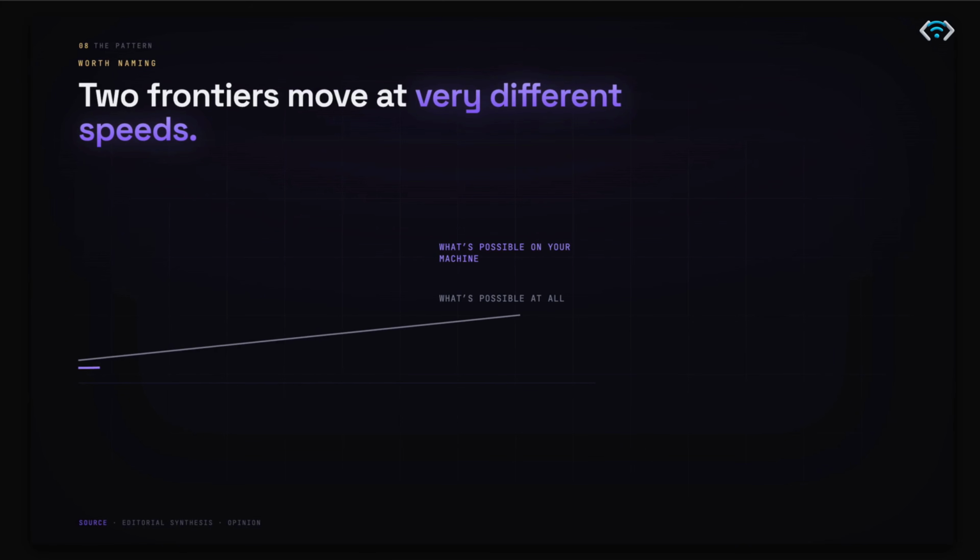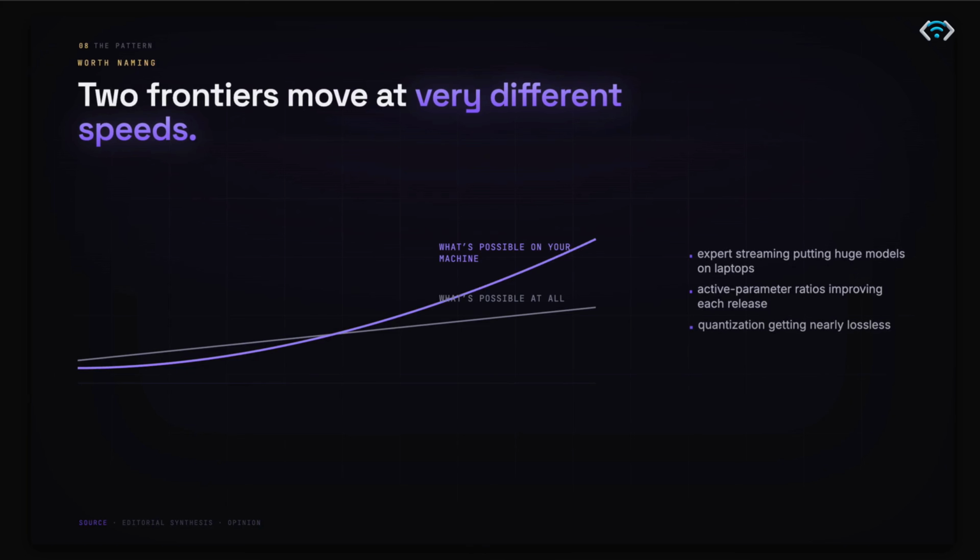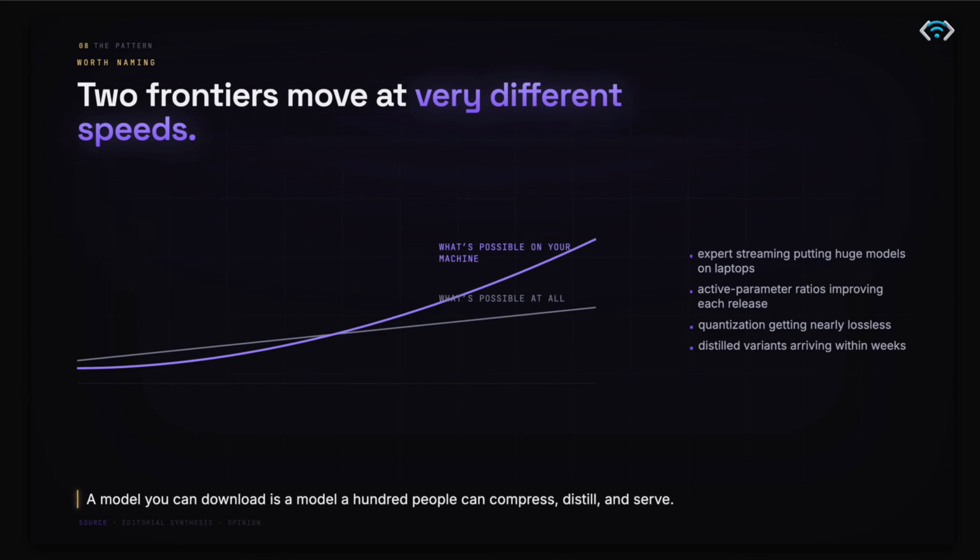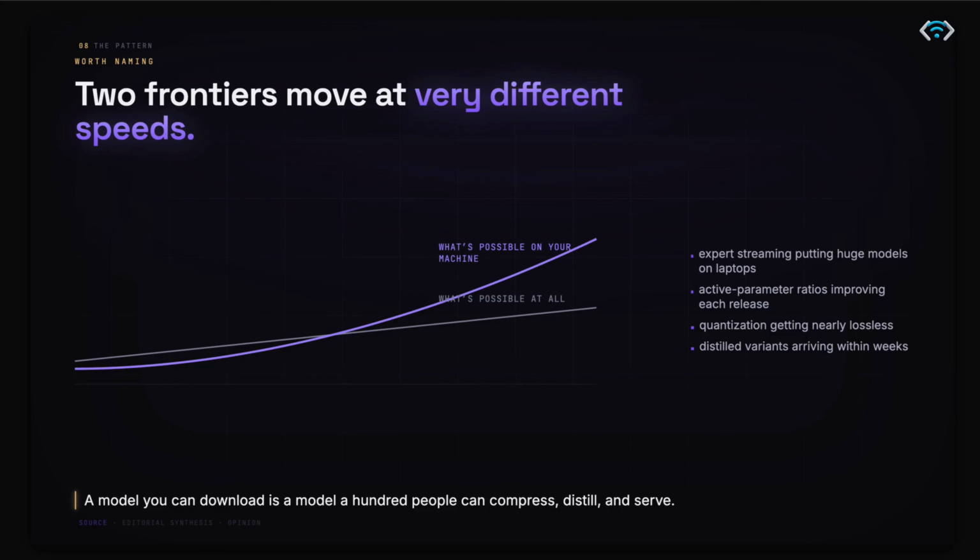Step back, because there's a pattern here worth naming. We keep having the same argument in different costumes. A model launches. The headline is a parameter count. The community asks, can I run it? And the honest answer is usually not that one, but here's what you can run. And here's how to reach the big one for free anyway. That gap between what's announced and what's runnable is where most disappointment in this field lives. It's also, quietly, where most of the progress is happening.